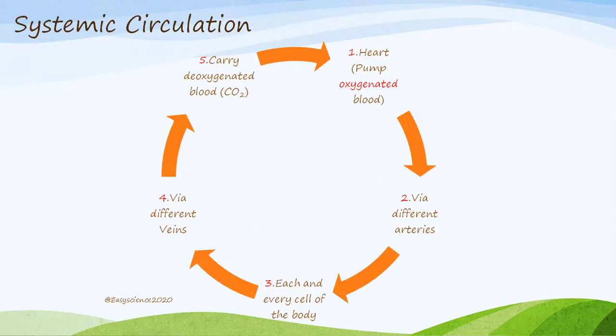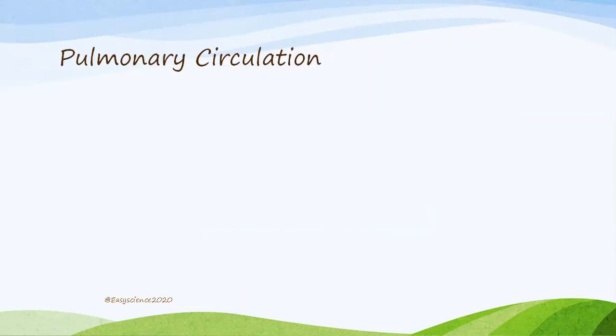Let's look at systemic circulation again. At first, heart pumps oxygenated blood via different arteries, and each and every cell of the body receives that oxygenated blood, and finally via different veins the deoxygenated blood is carried out, which contains carbon dioxide as a metabolic byproduct, and again that is finally drawn back into heart. That is all about systemic circulation.